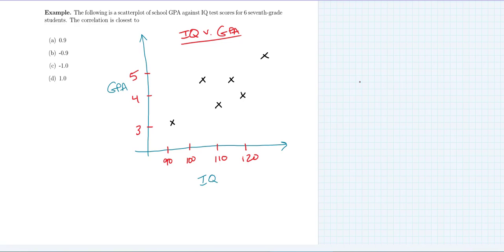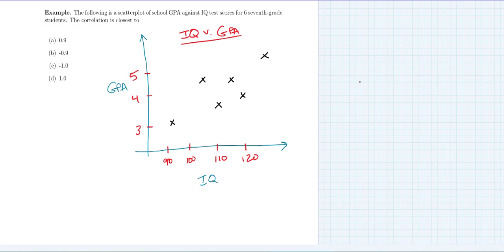Alright, so the example is saying we have a scatter plot. It's about school GPA and IQ scores, where we're looking at 6th, 7th grade students. Okay, so this is another use for the scatter plot. Before we were talking about explanatory and response variables, where we were trying to see what the relationship is between the two, indicating whether the explanatory variable actually explains the response. Okay, another use for scatter plots is just to look at two quantitative variables and see what the relationship is between the two.